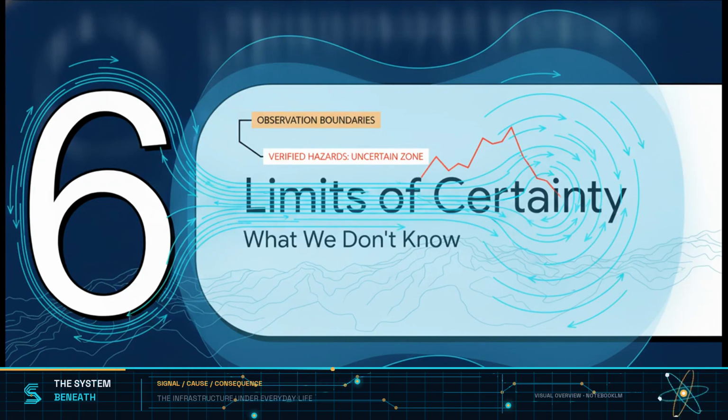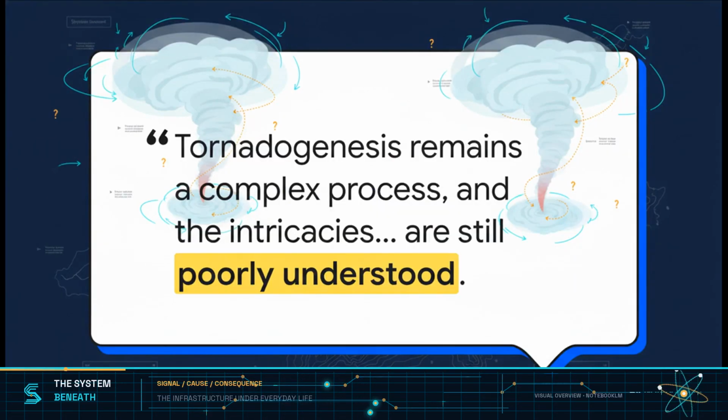Finally, let's talk about part 6, the limits of certainty. Which brings us to our final point. We have to step back and honestly honor the scientific boundaries of atmospheric observation. Despite everything we've just mapped out, the shear, the lift, the RFD, the mesocyclone, we have to admit what we still just don't know. As it's often noted in meteorological literature, tornado genesis remains a complex process, and the intricacies of many of these formation mechanisms are still poorly understood.